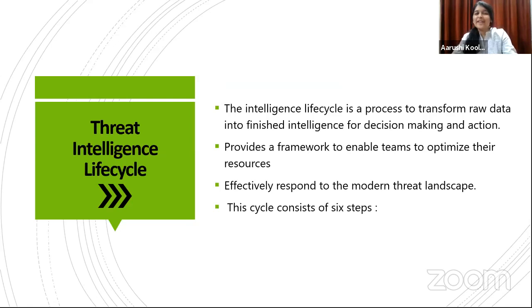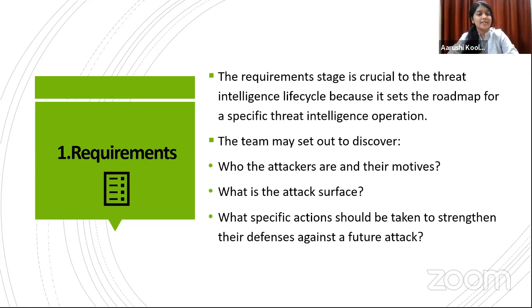So if we want to know something, we go through its life cycle, right? So the threat intelligence life cycle is a process to transform the raw data into finished intelligence for decision making and action. Now, it provides a framework to enable teams to optimize their resources and effectively respond to the modern threat landscape. So it consists of 6 steps, of course, starting with the requirement stage.